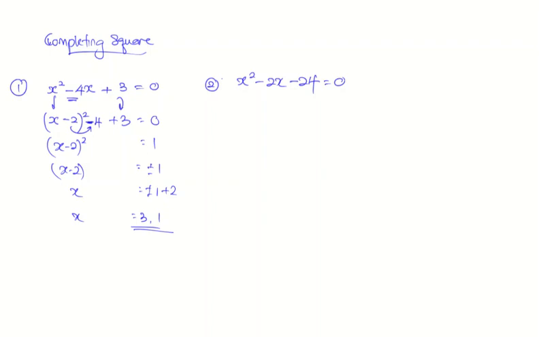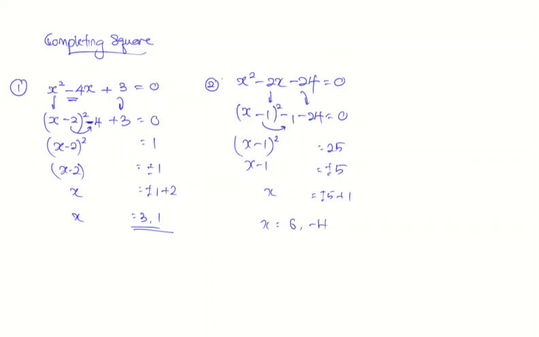Okay, let me show you. The x, bring it, negative 2 divided by 2 becomes negative 1, bracket square. You need to minus the square of this one, negative 24. So x minus 1 square equals 25. x minus 1 equals plus minus 5. x equals plus minus 5 plus 1. So x can be 5 plus 1 is 6. Negative 5 plus 1 is negative 4. Yeah, that's the answer.